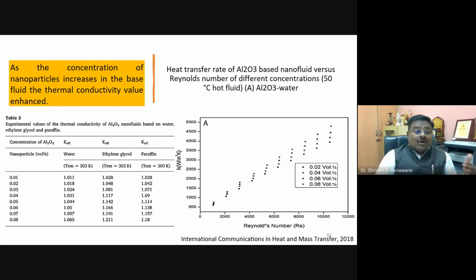Just like that, at a certain level of concentration of the nanoparticle, optimization conditions are always there. That increases the thermal conductivity value, because the more the number of nanoparticles, the more the collisions, the more the interaction, the more the Brownian motion in the system, and the more the heat transfer occurring in the system, and also the internal energy effects, right? So this is the cause and findings: as the concentration of the nanoparticle increases in the base fluid, the thermal conductivity value is also enhanced. Next slide, please.